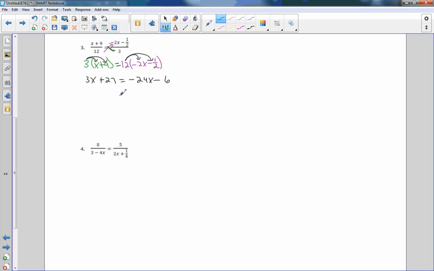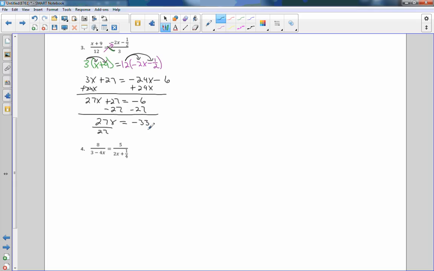Negative 24 is less than 3. I'm going to move 24. Add 24x to both sides. And 3x plus 24x is 27x. Plus 27 equals, these cancel, negative 6. Subtract 27 from both sides, and I get 27x equals. The 27's canceled. Negative 6 minus 27 is negative 33.